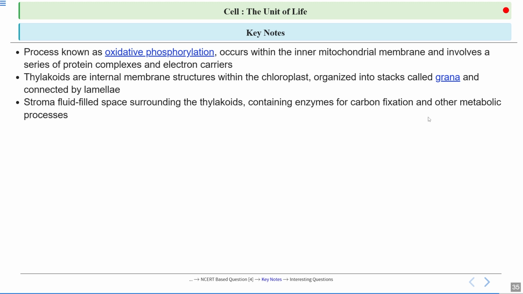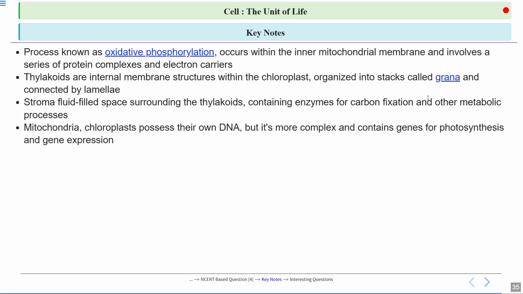Now, the fluid within the chloroplast is known as the stroma. Stroma consists of all the enzymes responsible for carbon dioxide fixation and other metabolic processes as well, such as protein and carbohydrate synthesis. Mitochondria and chloroplasts have their own DNA. Okay, clear? And they contain genes for photosynthesis and gene expression as well. The chloroplast is involved in photosynthesis.